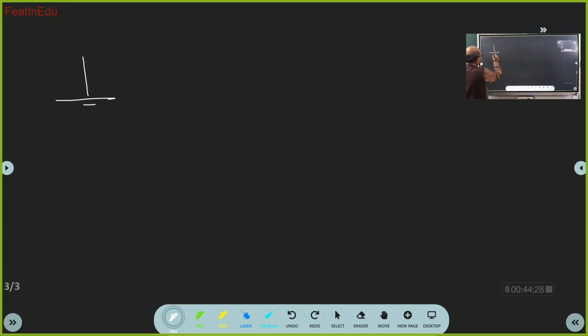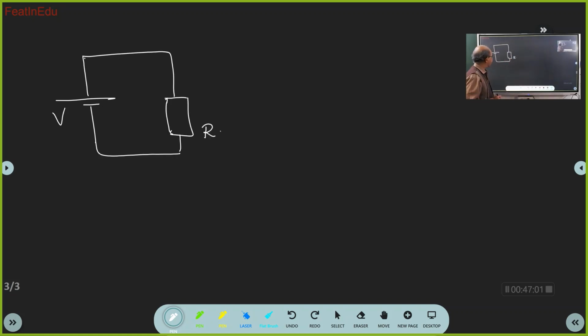Now, instead of taking 10 volts, I will take a battery of V volts, meaning V joules per every coulomb. Then I have a resistance here. So there is a battery that I have connected to a resistor.